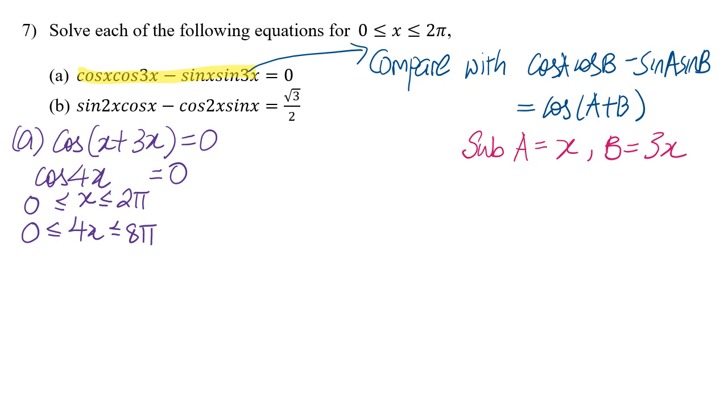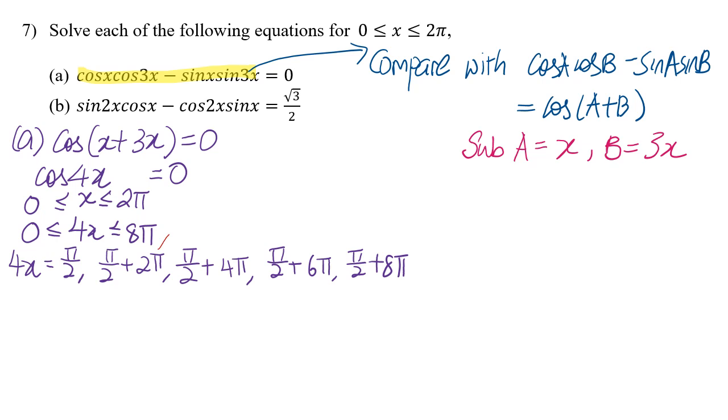So let's start off with cosine 90 first. So therefore, 4x, the first answer will be pi over 2. And then you need to add 2 pi to get the second round, 4 pi to get the third round, and so on and so forth. Never mind, you just continue doing this, as we can always reject the answer at the last step.